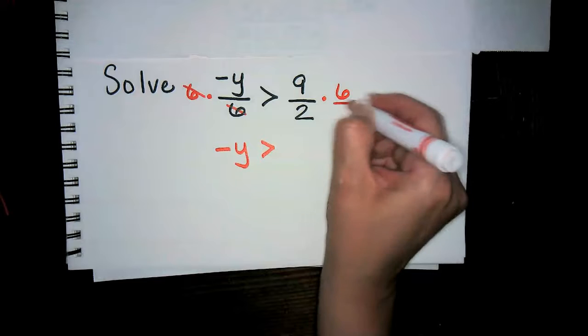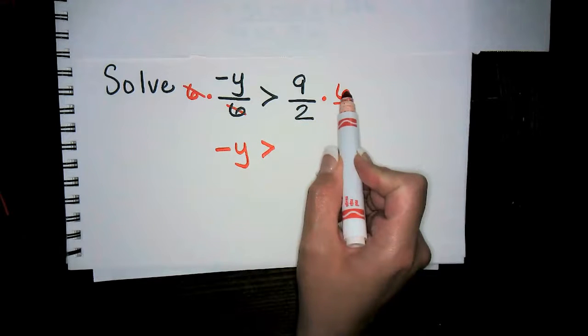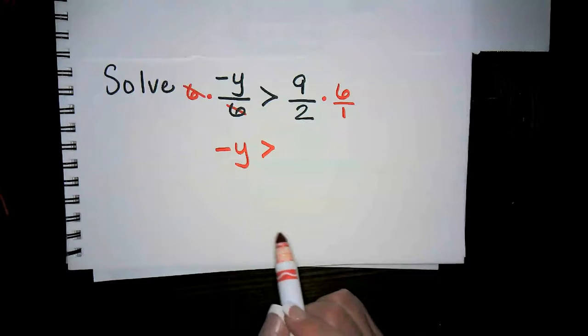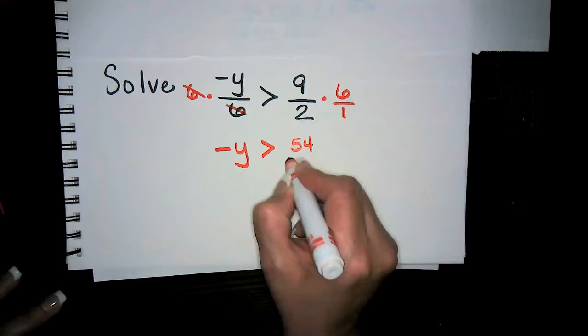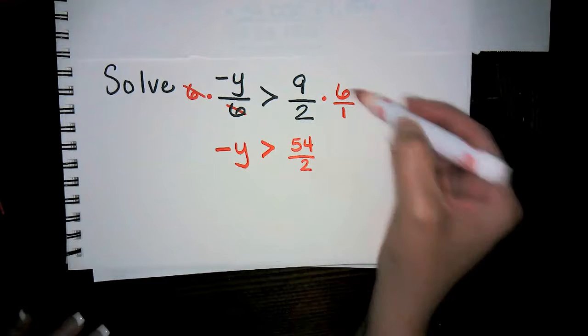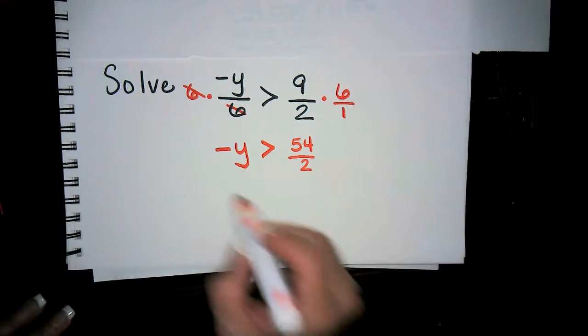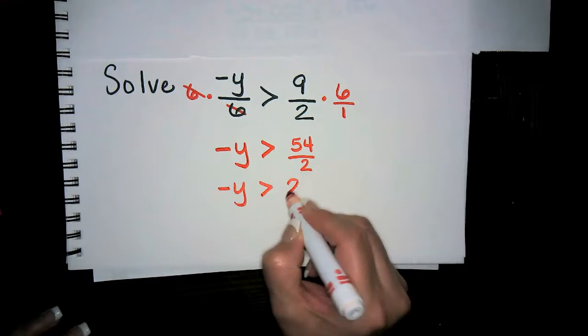And then I want you to think of this 6 as 6 over 1, because then you can multiply the top times the top. 9 times 6 is 54. And the bottom times the bottom, 2 times 1 is 2. So it makes it a lot easier to see that multiplication with the fraction if you'll make that 6 over 1. So now I have negative y is less than 27.